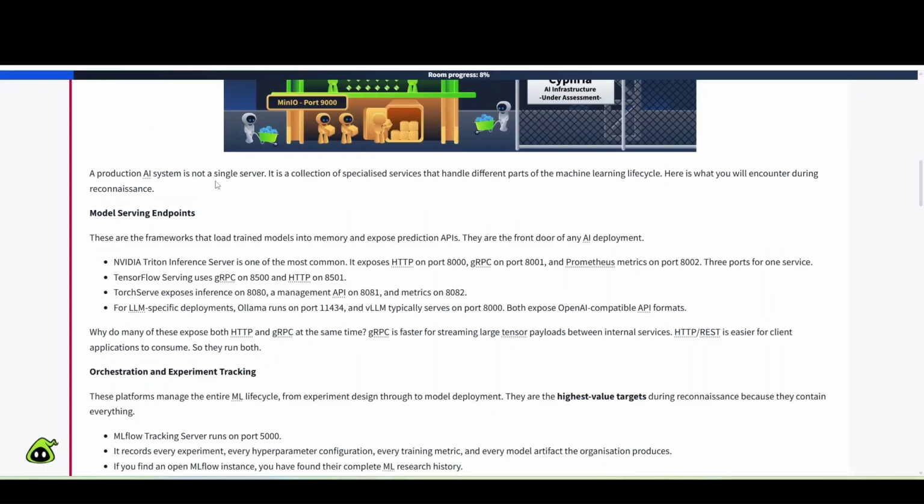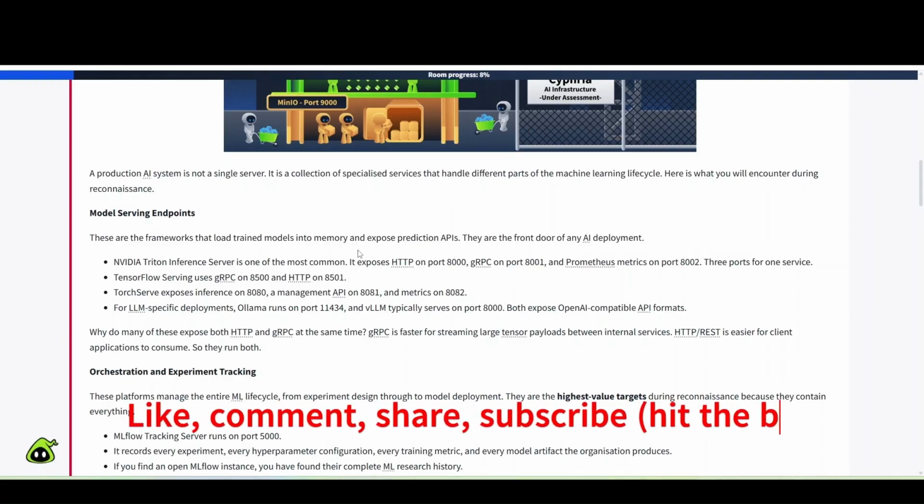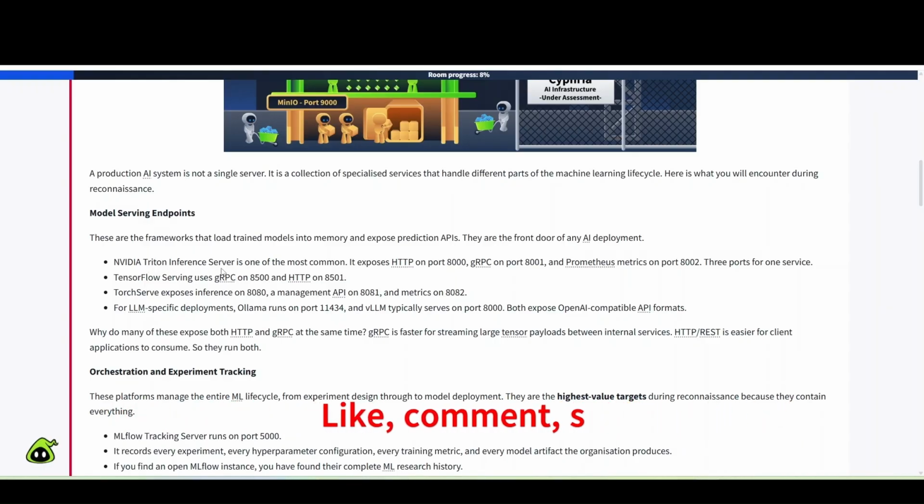A production AI system is not a single server. It is a collection of specialized services that handle different parts of the machine learning lifecycle. Here's what you will encounter during reconnaissance: model serving endpoints. These are the frameworks that load trained models into memory and expose prediction APIs. They are the front door of any AI deployment. NVIDIA Triton Inference Server is one of the most common. It exposes HTTP on port 8000, gRPC on port 8001, and Prometheus metrics on port 8002. 3 ports for one service.